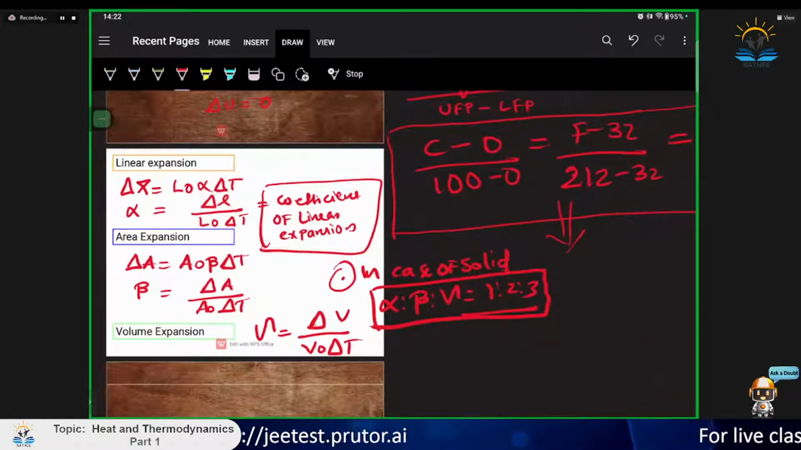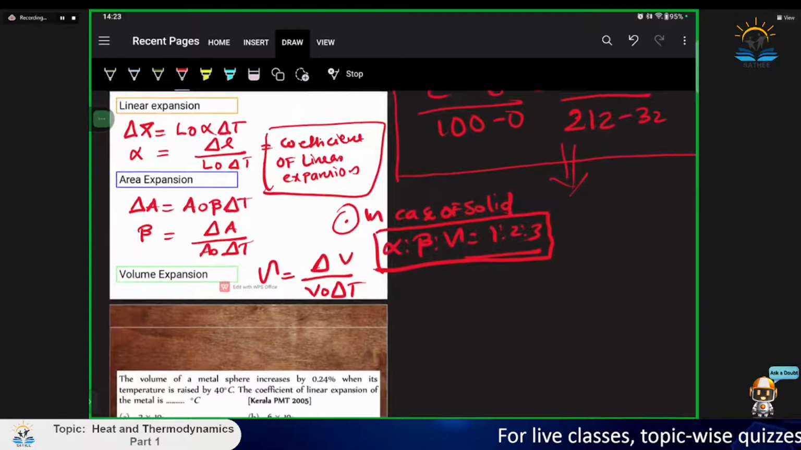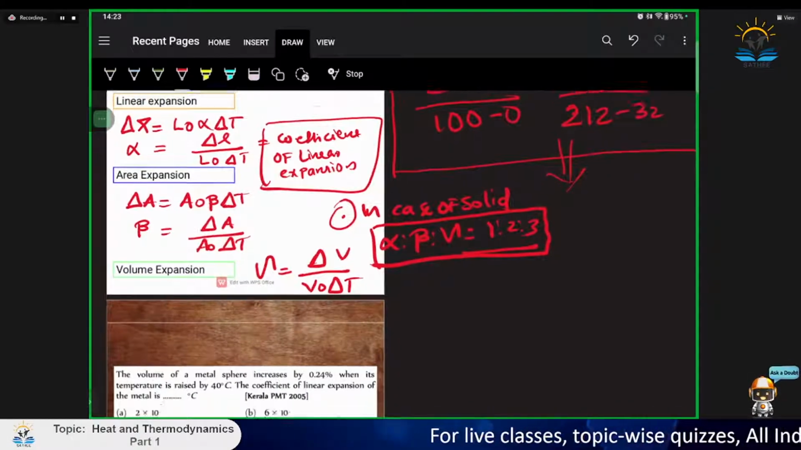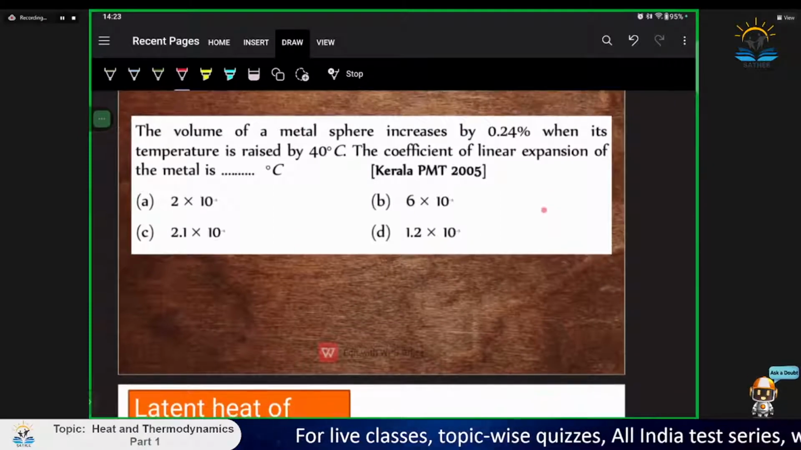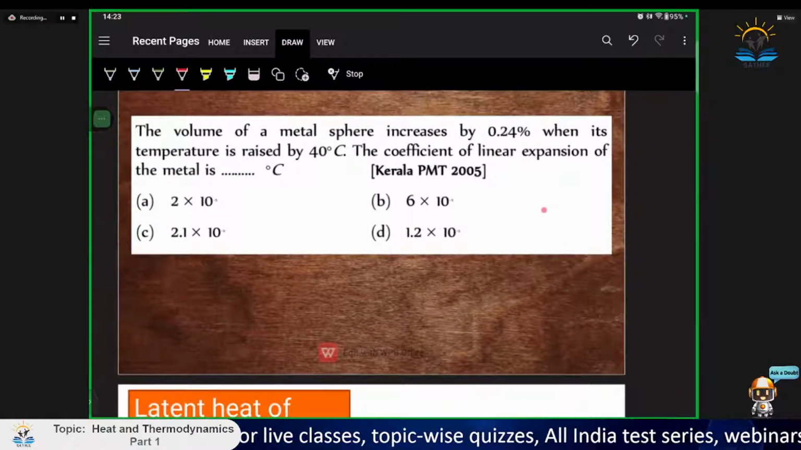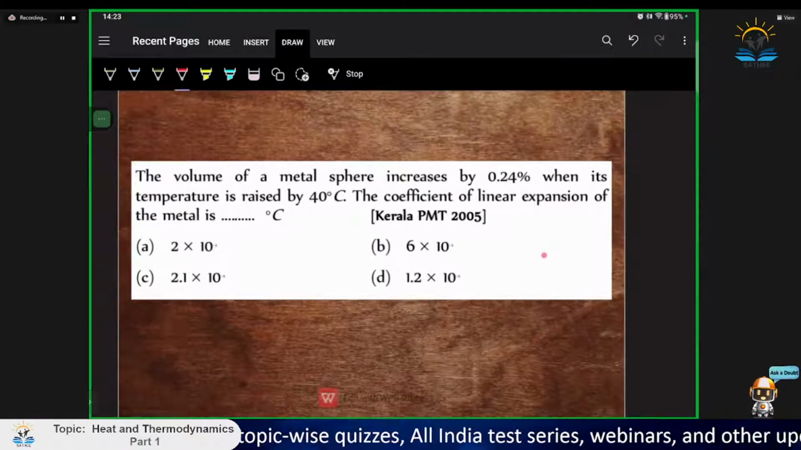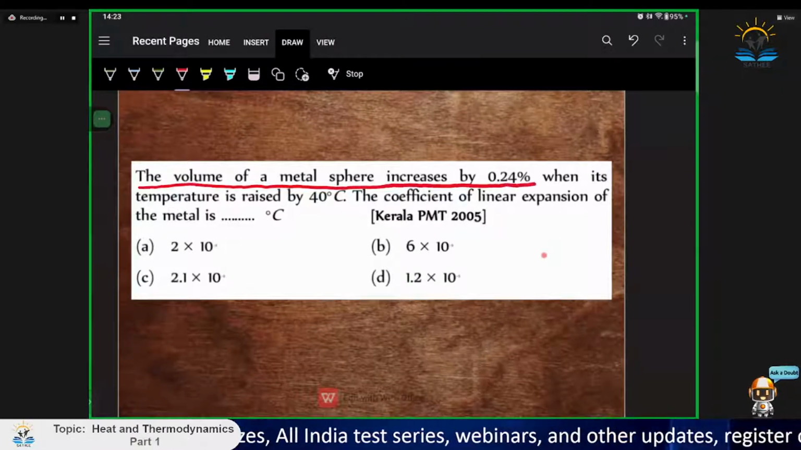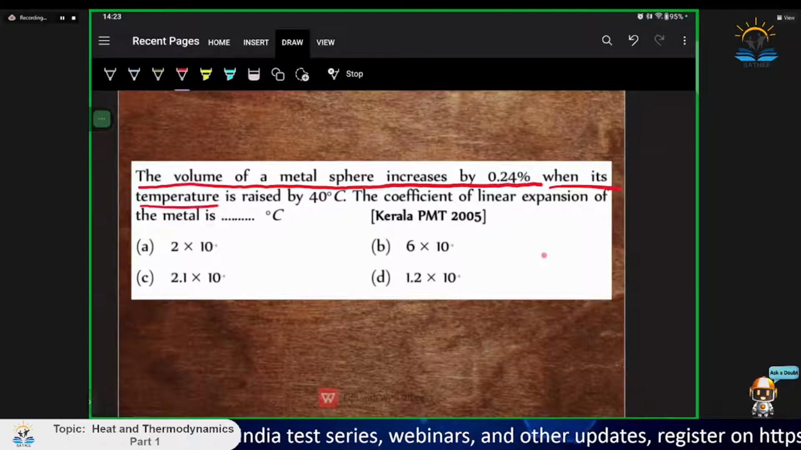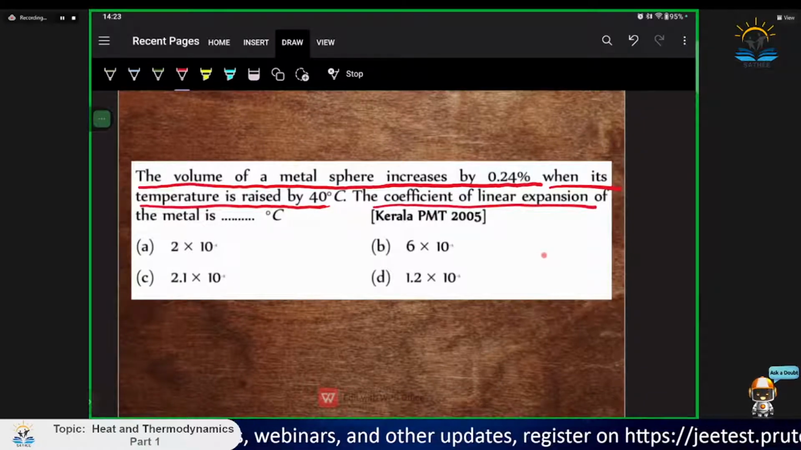I'm using this much concept of linear expansion, area expansion and volume expansion to tackle the next question. I hope everyone is clear about this much. So we are using this knowledge to tackle the next question. Let's see, I'll make you all clear by solving this question. So let's reiterate: the volume of a metal sphere increases by 0.24 percentage when its temperature is raised by 40 degrees Celsius. The coefficient of linear expansion of the metal is dash per degree Celsius.